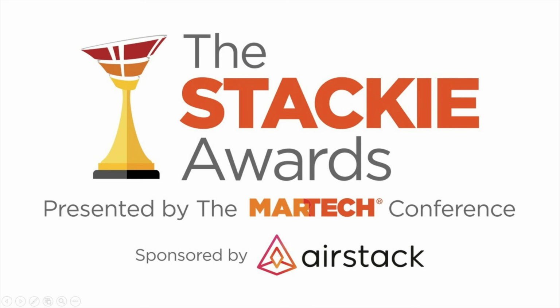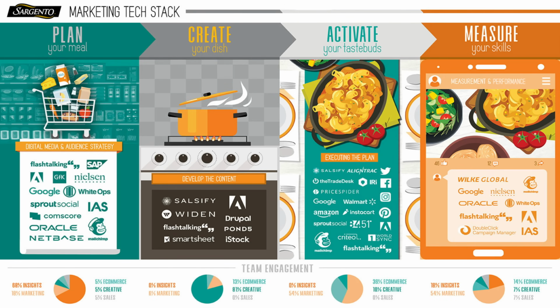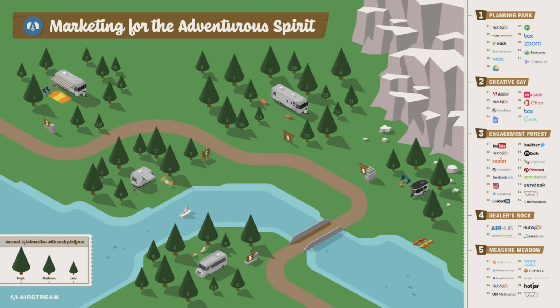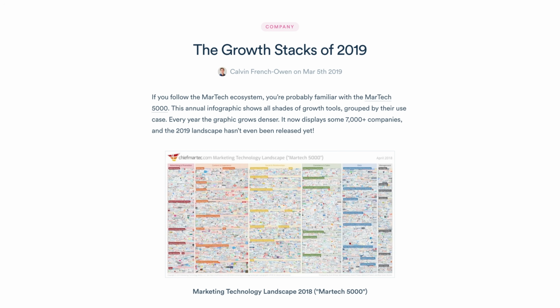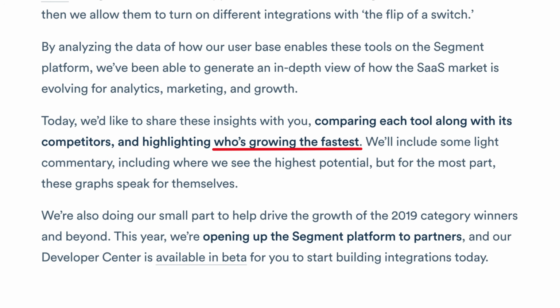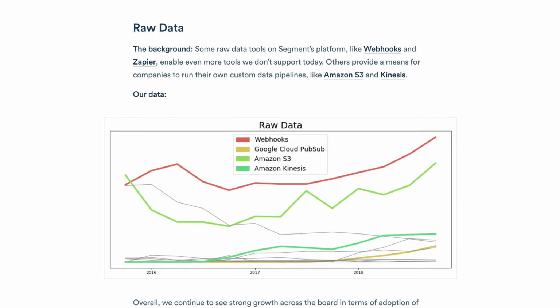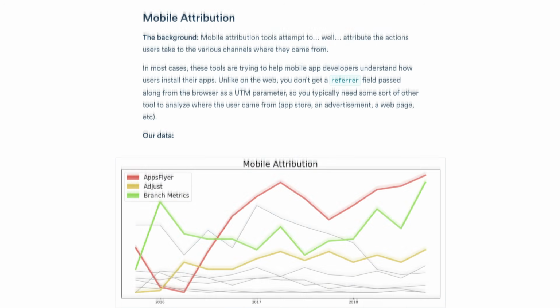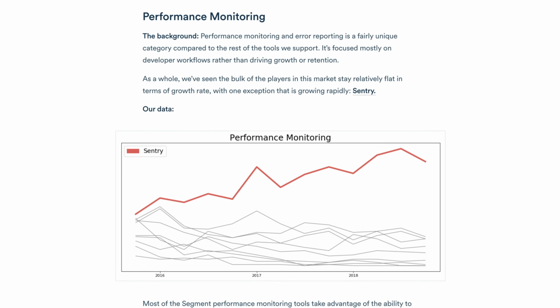Still on tools, we've talked about the Stackies before, which awards the best marketing tech stack each year. Definitely worth a look. Thanks to Ferdinand for sharing Segment's Growth Stacks of 2019. So this is what Segment believes are the best growth stacks from 2019 based on who's using what. It's organized by analytics, raw data, email, advertising, mobile attribution, warehouses, live chat, etc. What I love about this is that it's a ranking of usage, so you can see which tools are the most used.